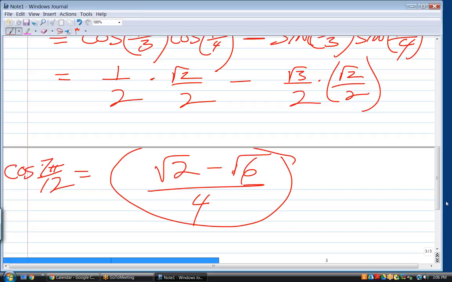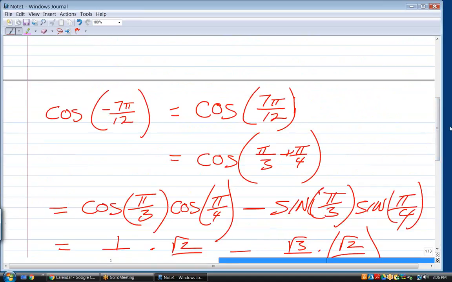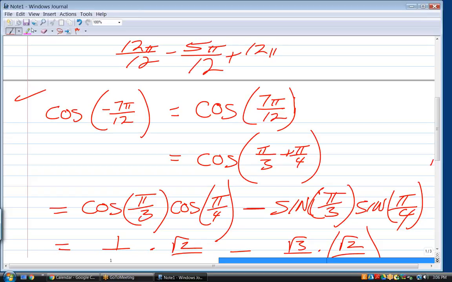Yes, because my teacher did it some weird way. Well, okay. I think probably the most important step, there's multiple ways to do these. In other words, I could represent 7 pi over 12 in a lot of ways. I could represent it as 12 pi over 12 minus 5 pi over 12. No, I'd have to do it the other way around. No, hold on. In other words, you can see that there's multiple ways of doing this.